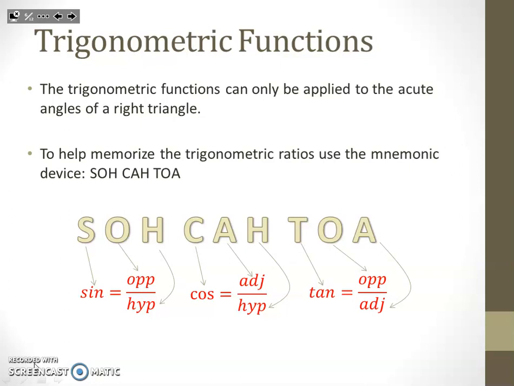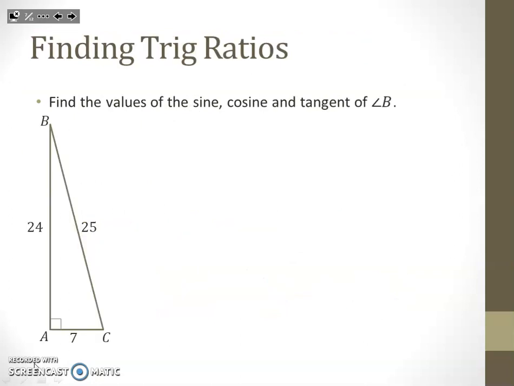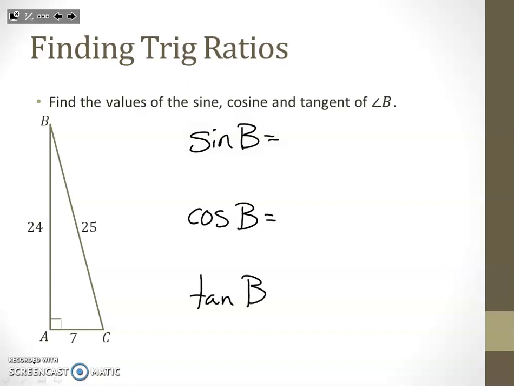Okay? So with that being said, now we're going to use these values that we just learned to find our different trig ratios. Okay? So starting out, it says find the values of sine, cosine, and tangent of angle B. So my goal for this is I'm going to find sine of B, cosine of B, and tangent of B. So the first step is I need to find my reference angle. Well, my reference angle is angle B. It tells us that right there. So this right here is our reference angle.